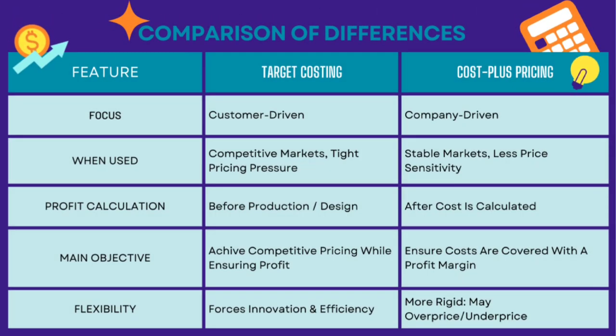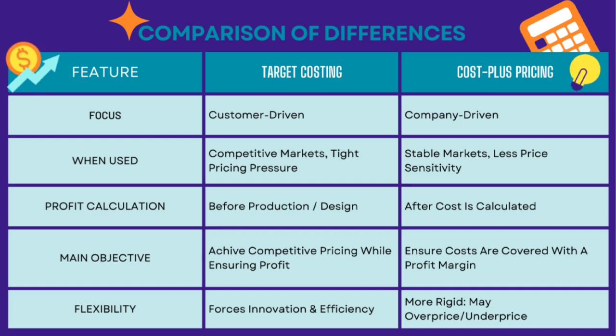So now we move on to the comparison or differences between target costing and cost plus pricing. The first one is focus. Target costing is customer driven. For example, for a company to make a target costing, they will set up a selling price first from the survey of their customer. Cost plus pricing is company driven. For example, it is based on the internal factors of the company.